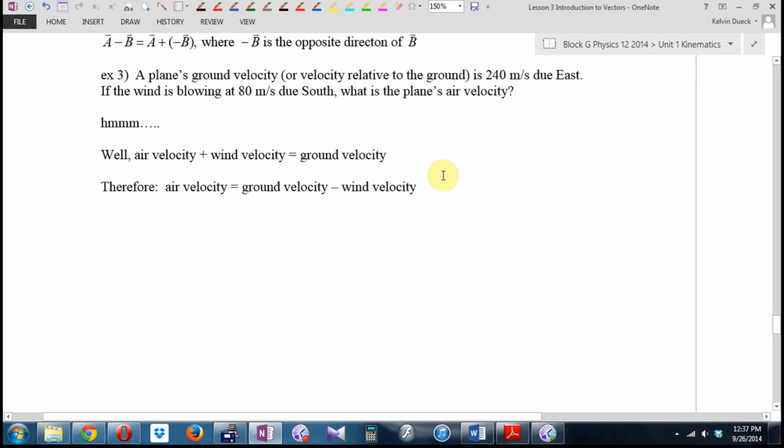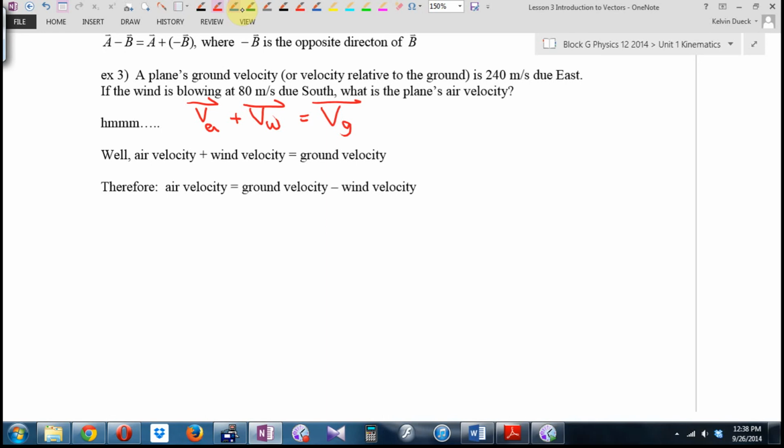I like example 3. Example 3 is a nice question. Plane's ground velocity, velocity relative to the ground, is 240 meters per second due east. If the wind is blowing at 80 meters per second due south, what's the plane's air velocity? So again, we think V air, or V engine, plus V wind equals V ground.